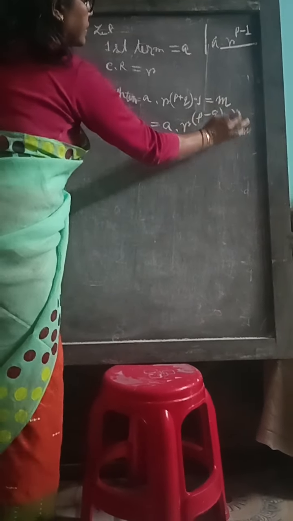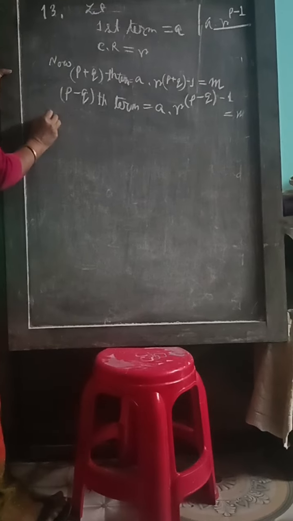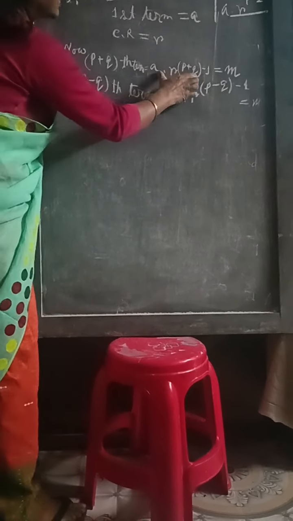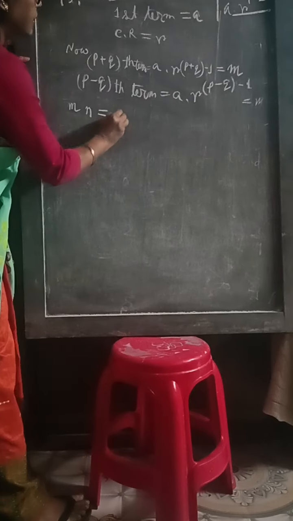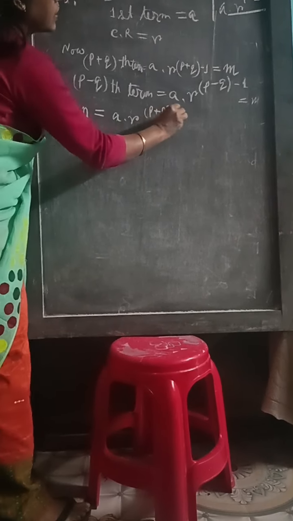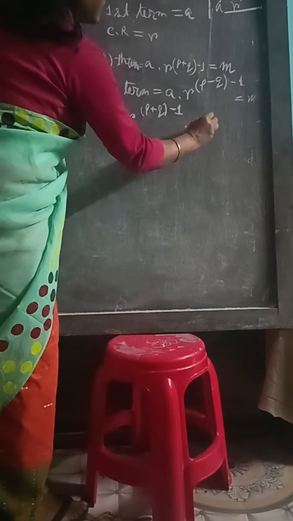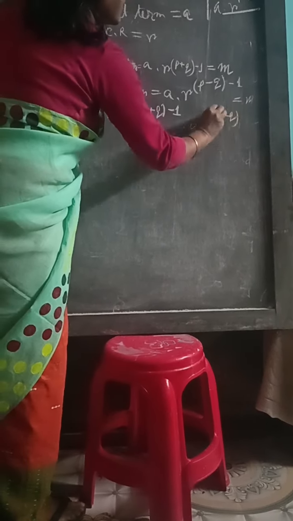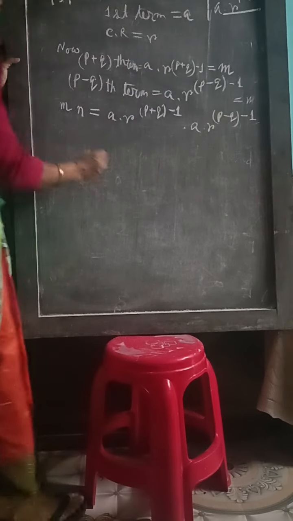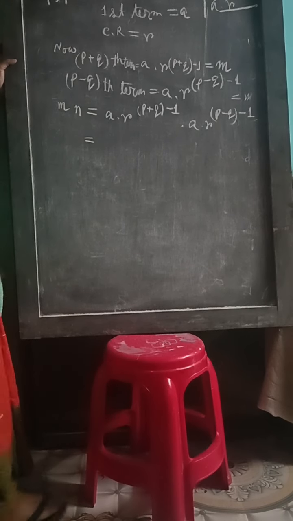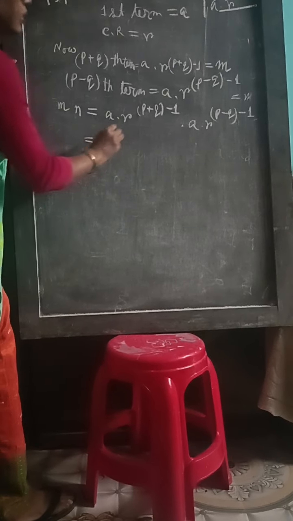Now you multiply these two terms. Now mn is equal to this into this: a into r to the power p plus q minus 1, into a into r to the power p minus q minus 1. Understand this? See this one, a into a. It means a to the power 1 plus 1, that is a square.